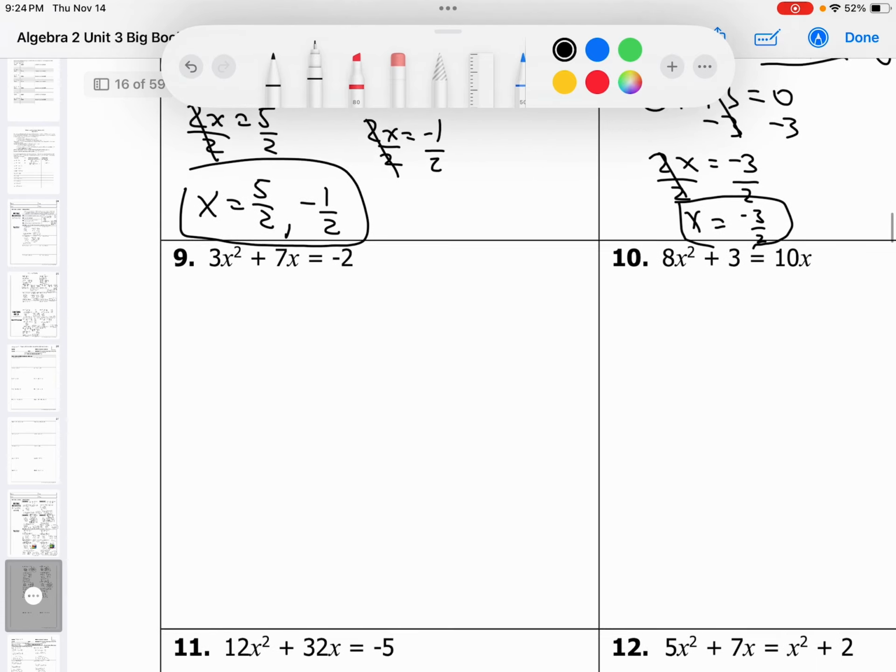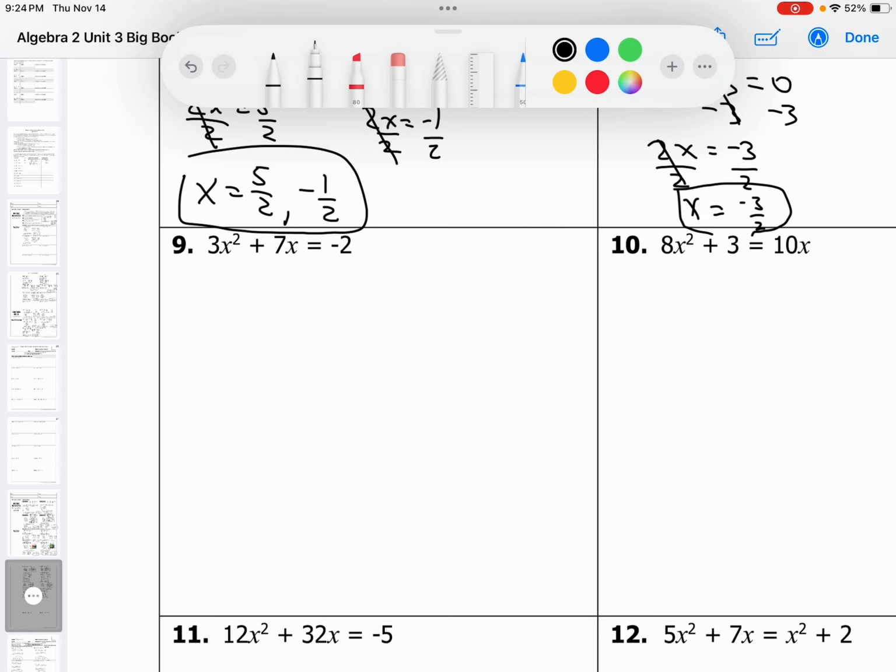Okay, on to number 9. This one, our equation is not already set equal to 0, so the first thing we need to do is change it so that it is equal to 0. The way I can do that is by adding 2 to get rid of this minus 2, and then I'll need to add 2 to the other side as well. But I can't add 2 to 3x squared or to 7x, so when I add 2 to this side, I'm just going to get 3x squared plus 7x plus 2, and then the negative 2 plus 2 will cancel out to give me 0.